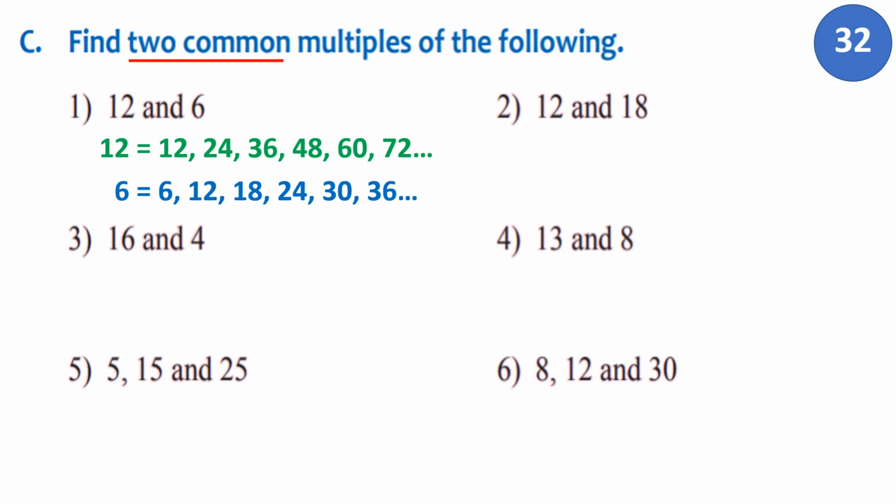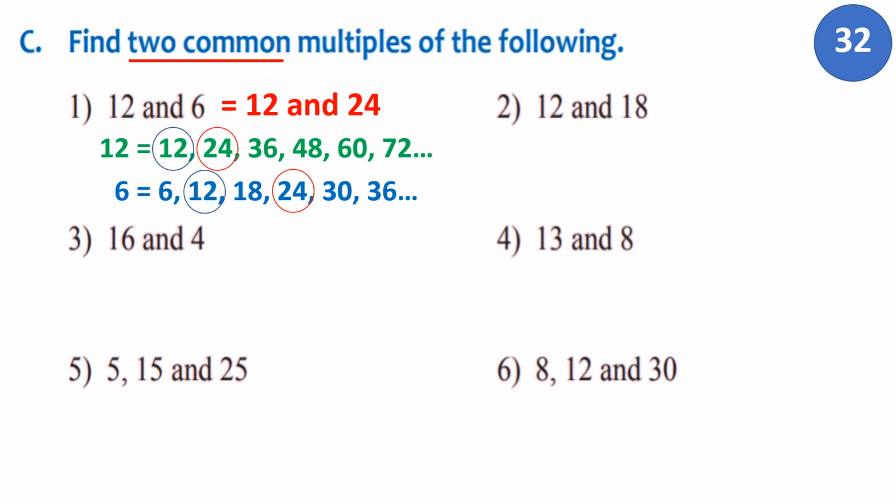Then you can see they have common multiples. Which ones? 12. They are common. And 24. Correct, students? That is your answer: 12 and 24, two common multiples of 12 and 6.